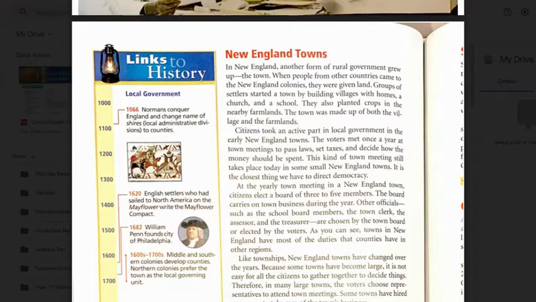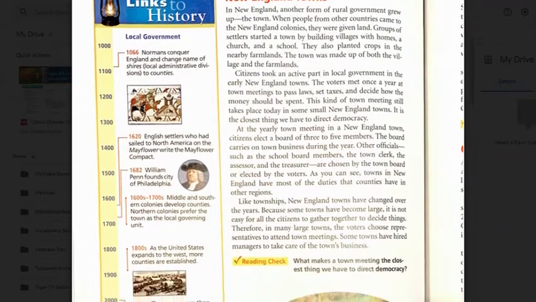At the yearly town meeting in a New England town, citizens elect a board of 3 to 5 members. The board carries on town business during the year. Other officials, such as the school board members, the town clerk, the assessor, and the treasurer, are chosen by the town board or elected by the voters. As you can see, towns in New England have most of the duties that counties have in other regions.